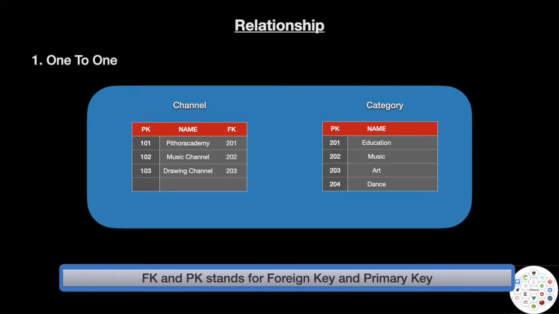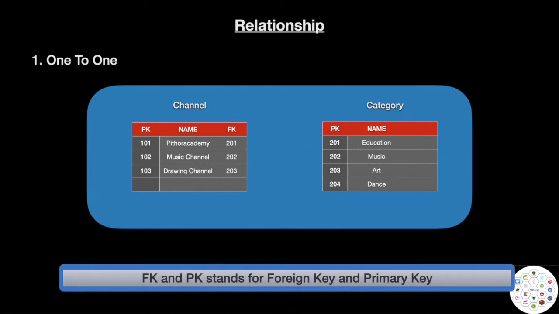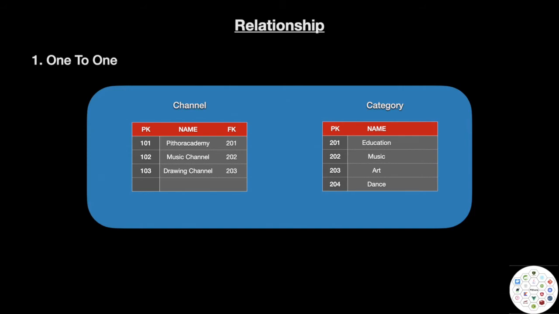field. Here the FK in the first table denotes the ID of the PK in the right table. So this is the concept of database, where what we do is we take the primary key of the second table and put it in the first table so that we can map one entity with one. So here you can see this PithorAcademy is connected with 201, that is education. Similarly, music channel is connected with 202, that is music.